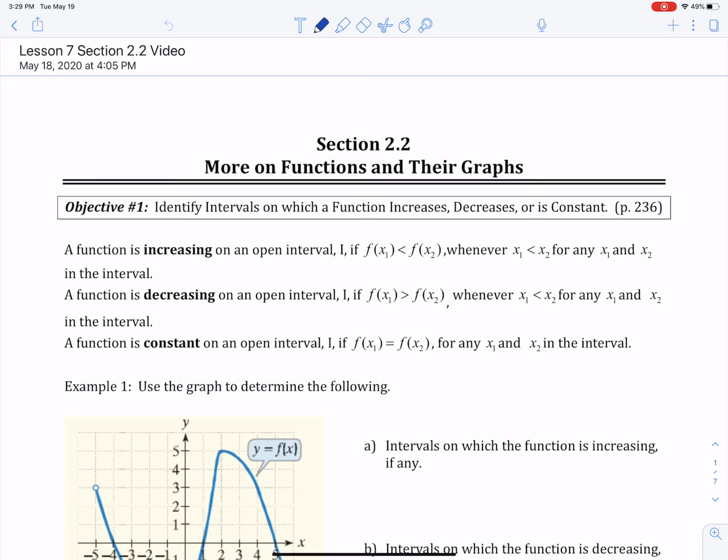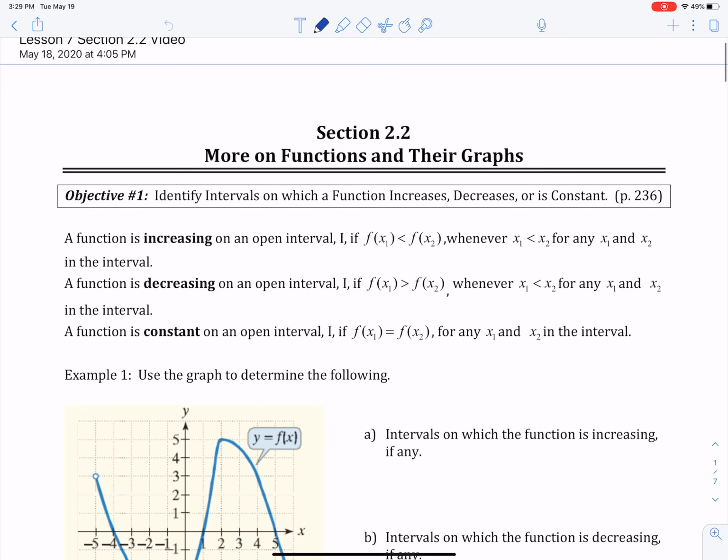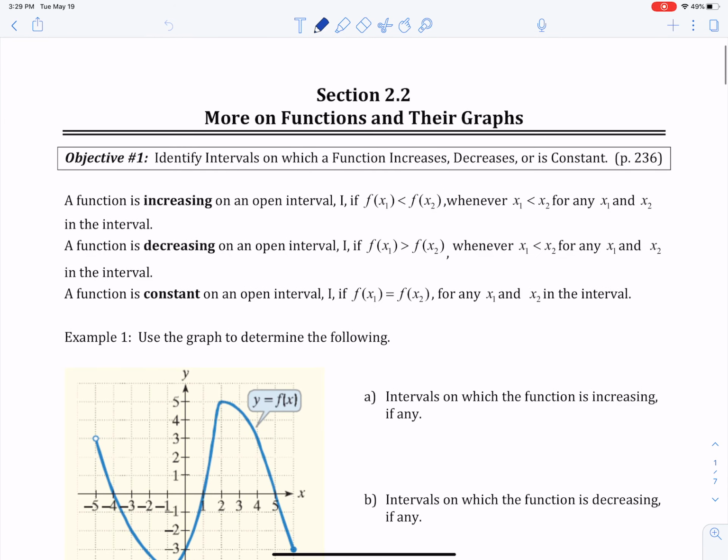In this video, we're going to be talking about identifying where functions are increasing, decreasing, what their minimum and maximum are, where it occurs, what exactly it is. For a function, the first objective is identifying intervals on which the functions are increasing or decreasing.